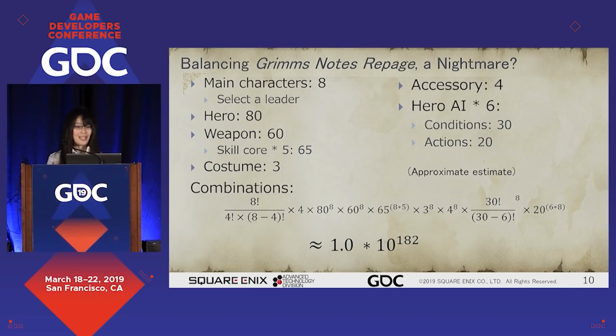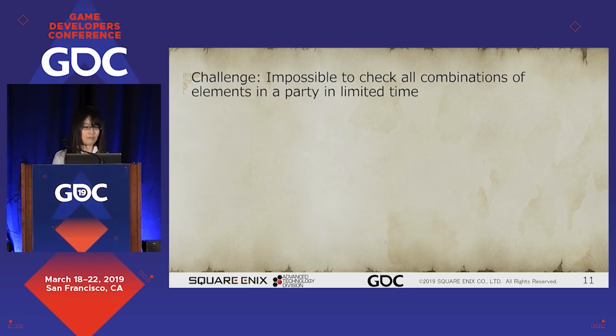Furthermore, the game is actually updated every 1 or 2 weeks with new characters, weapons, and so on. And we need to find the balance breakers before each update. Impossible, right? In the situation that the amount of data continues to increase over time, it's very difficult to adjust game balance by hand.